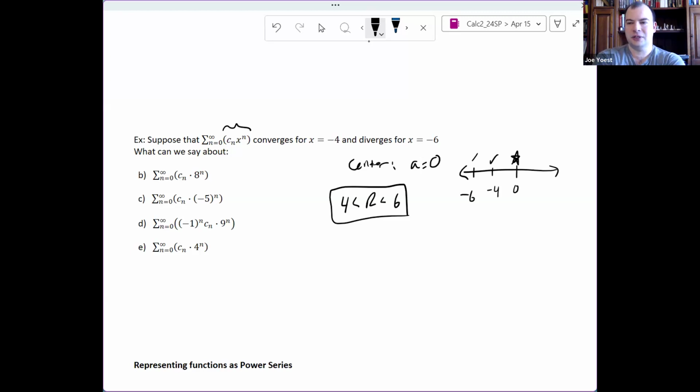My interval of convergence can be as small as open -4 to +4, but then include the left endpoint, and who knows about the right endpoint. Or it could be as large, whoops, that should be an x, as open -6 to +6, not including the left endpoint, and who knows about the right endpoint.